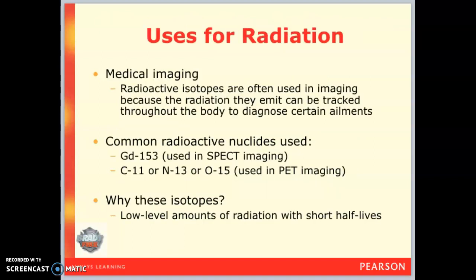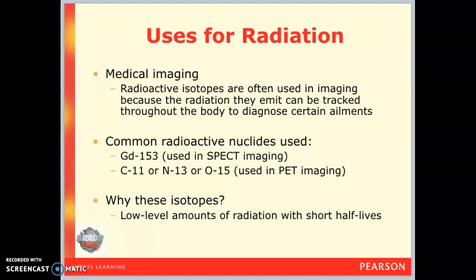Now, some common uses for radiation. Probably the most common one that we know of is medical imaging. In medical imaging, we can use radioactive isotopes in a number of different ways. And we can use them because when we put the radioactive material into our bodies, it will continue to be radioactive. It'll continue to act in your body the same way it acted outside of your body. And so, if we're careful about what isotopes we select, we can actually track them through different parts of our body and use that to pinpoint certain types of problems.